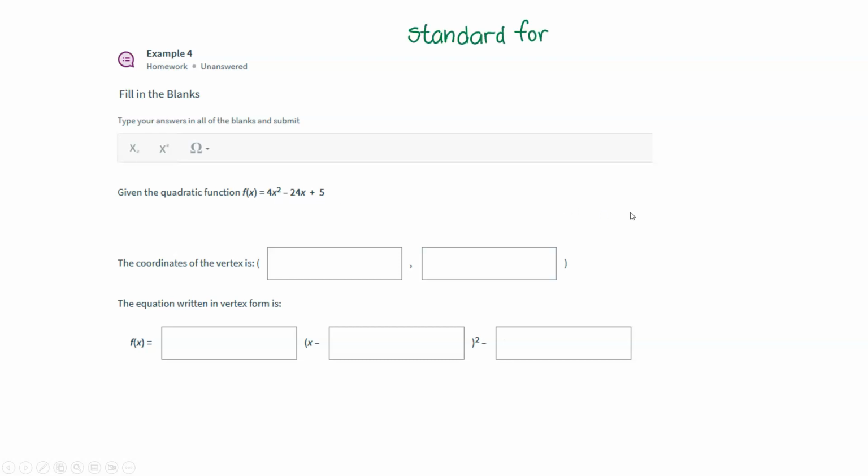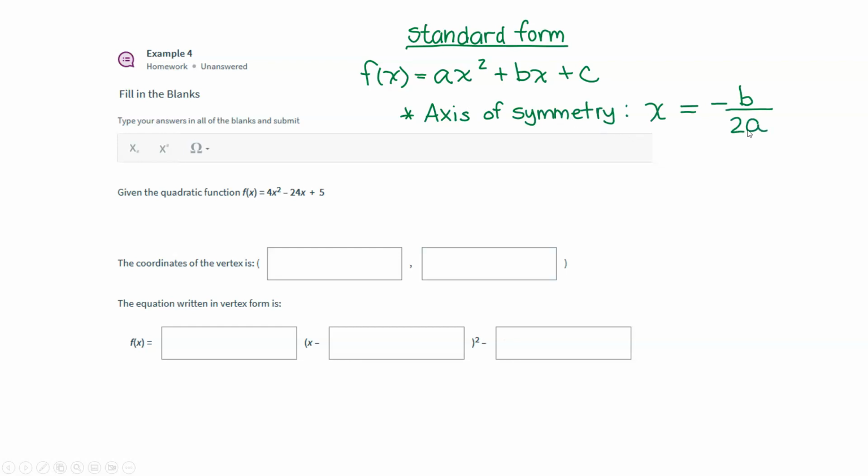A standard form for a quadratic function is going to have f of x equals ax squared plus bx plus c. You're going to arrange the three terms in your trinomial from highest power of x down to the constant. So when it's in this kind of format, you can find the axis of symmetry by doing negative b over 2a, where b, of course, is the coefficient on the x term, a is the coefficient on the x squared term.